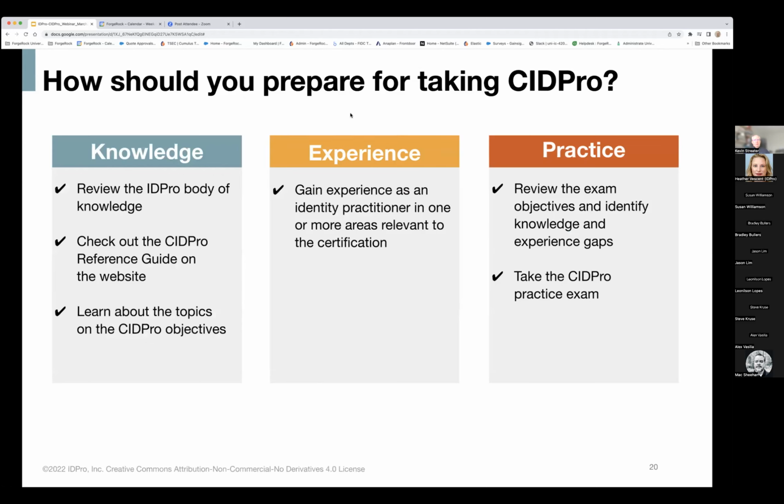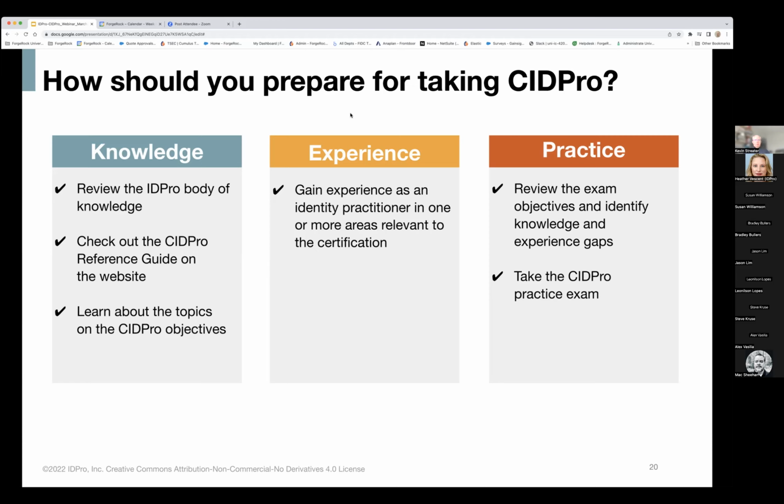So this really summarizes what I've just been saying. The process is knowledge. Review the body of knowledge, check out the guidance in the CIDPRO reference guide, and make sure you've learned about all the topics on the CIDPRO objectives. Then gain experience as a practitioner in one or more of the areas relevant to the certification.